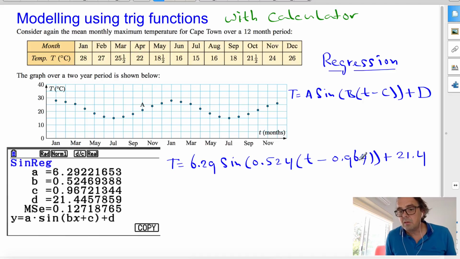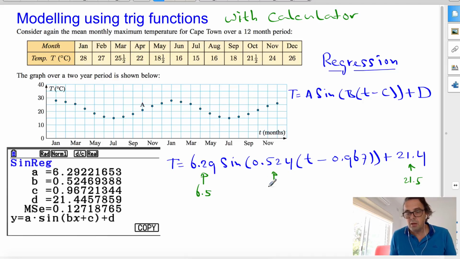Now you may already see the discrepancy with what we had before. It's not quite the same. Let's go through it and let's pick up what's wrong and what's right. So the 6.29, I believe it used to be 6.5. That's what we found in our previous problem. Yeah, so that's quite close. It's just that the calculator is better at doing it. D, we had 21.5. It has 21.4. Pretty good.